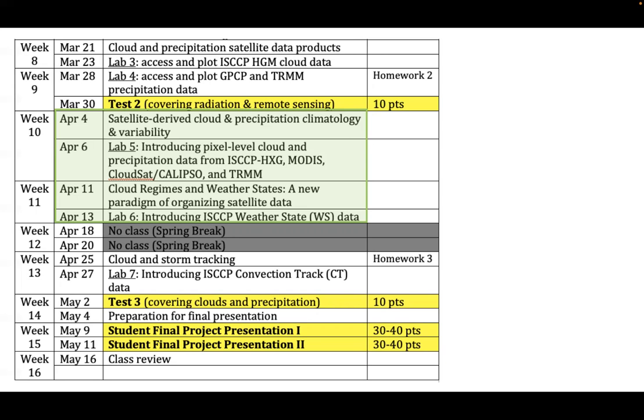So the class will be kind of like a lecture, lab, mixture of both. And the contents are more for you to think. So I'm going to throw some questions for you to think how you can answer these questions using satellite data. So that's kind of the format of the class for the rest of the semester. I'm going to discuss the final project just toward the end of today's lecture.